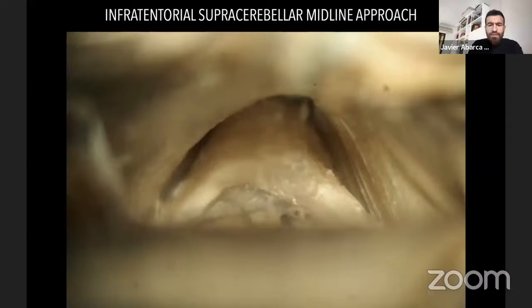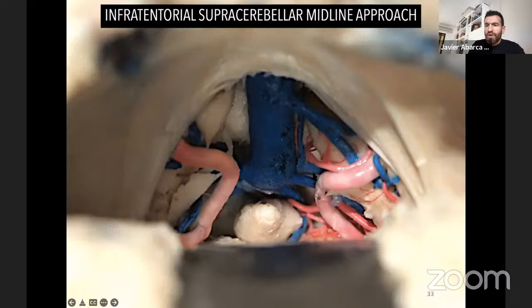Deeper in our approach, we find the posterior incisura with its usual elevation. This arachnoid overlying the quadrigeminal region is opened sharply. This arachnoid is usually thickened and partially opaque when tumors are present. And after opening the arachnoid membrane of the quadrigeminal region, this complex neurovascular anatomy of the tentorial incisura is exposed.